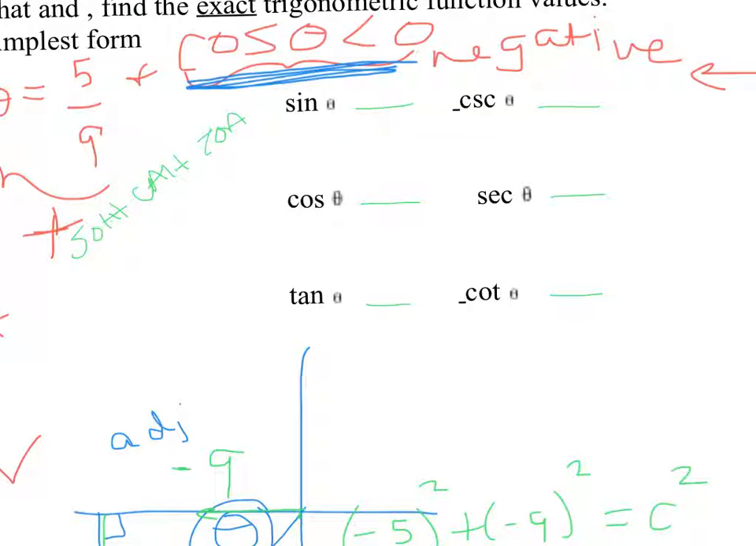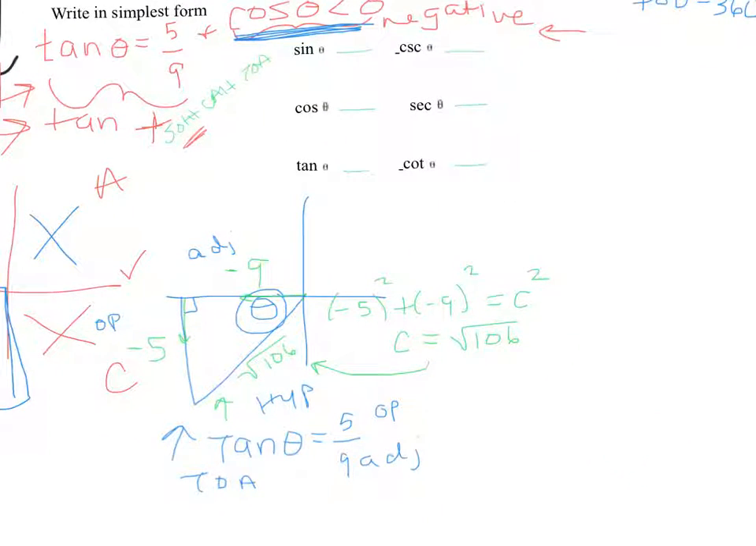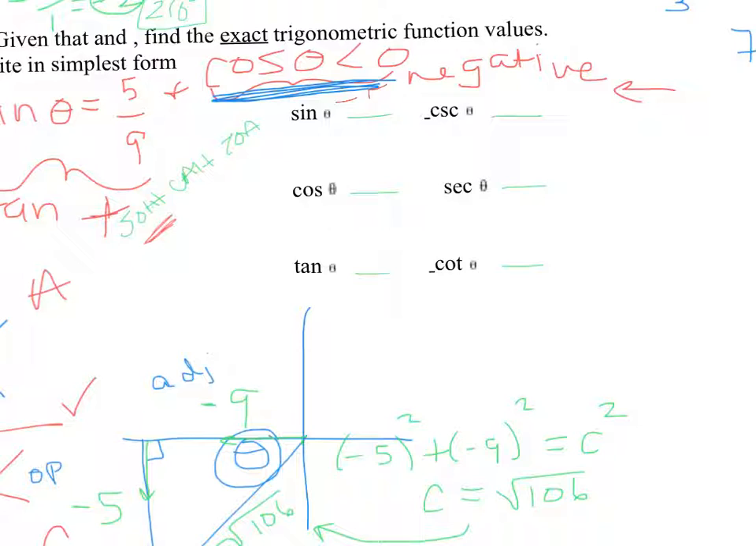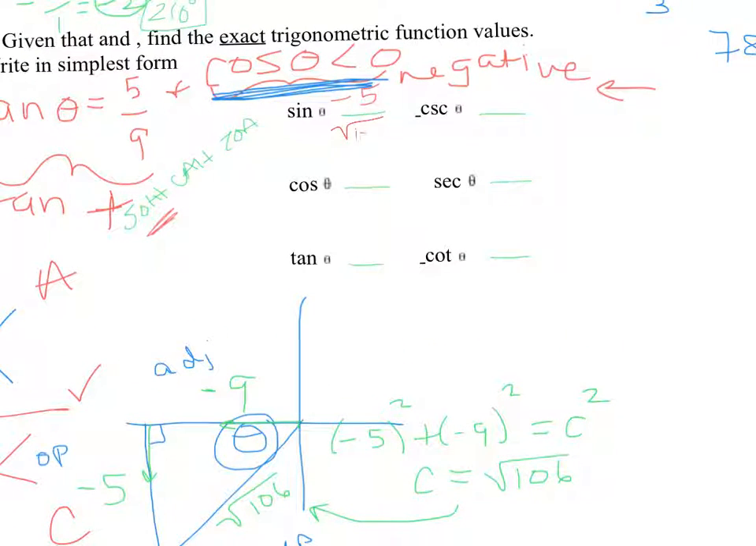Okay, so using that triangle, if sine is opposite over hypotenuse, we look at that triangle. The opposite is -5, and the hypotenuse is square root of 106. Then we look at cosine, that's adjacent over hypotenuse, so the adjacent is -9 over the hypotenuse, square root of 106. Then we look at tan, opposite over adjacent, so the opposite is -5 over -9.